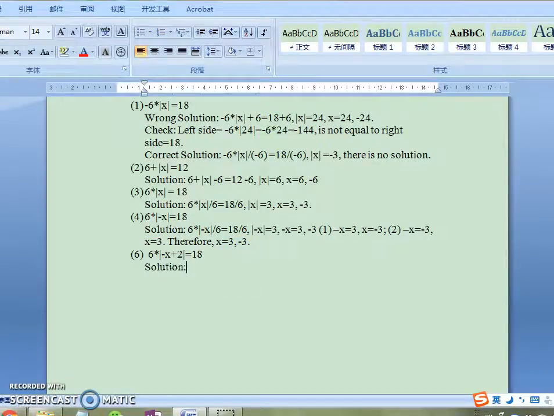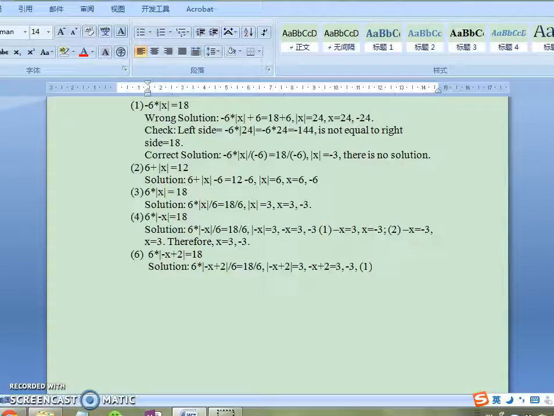Solution. So the left side is 6 times an absolute value, so we need to do division to both sides. Divided by 6 to both sides. And left with the absolute value of negative x plus 2 equals 3. Then in this case, the absolute value of this term equals 3, meaning this term could either be positive 3 or negative 3. Now we need to deal with those 2 cases separately.